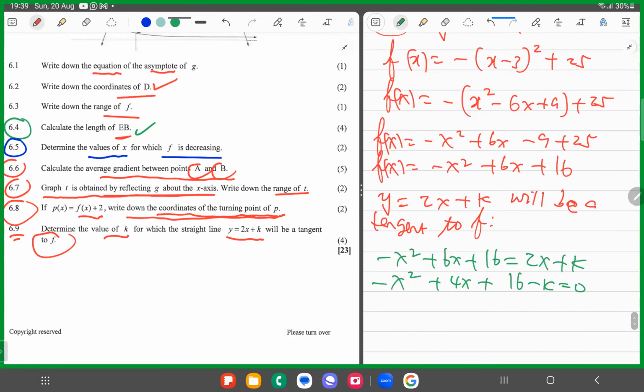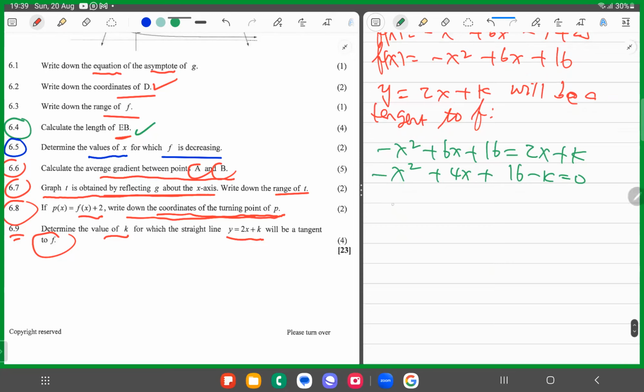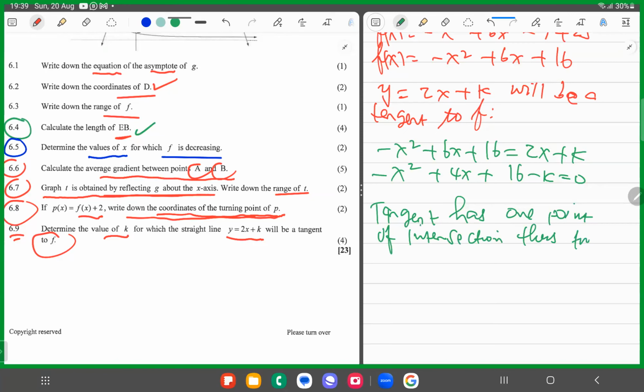The tangent is one point of intersection, thus two equal roots. So a tangent has one point of intersection and thus two equal roots.